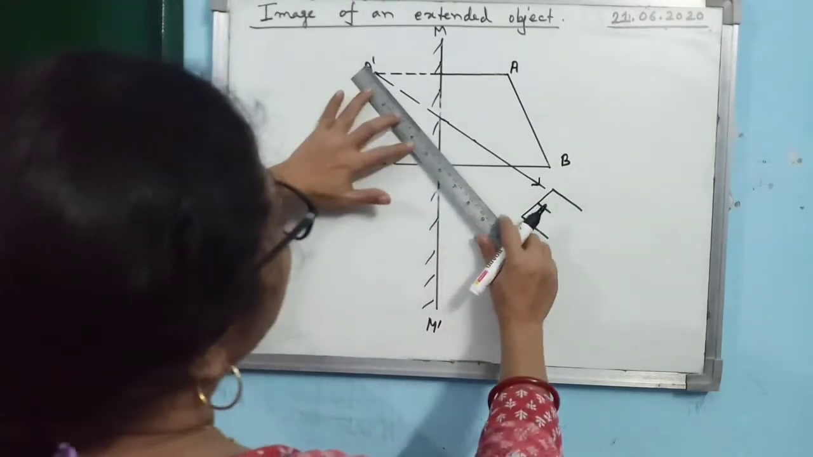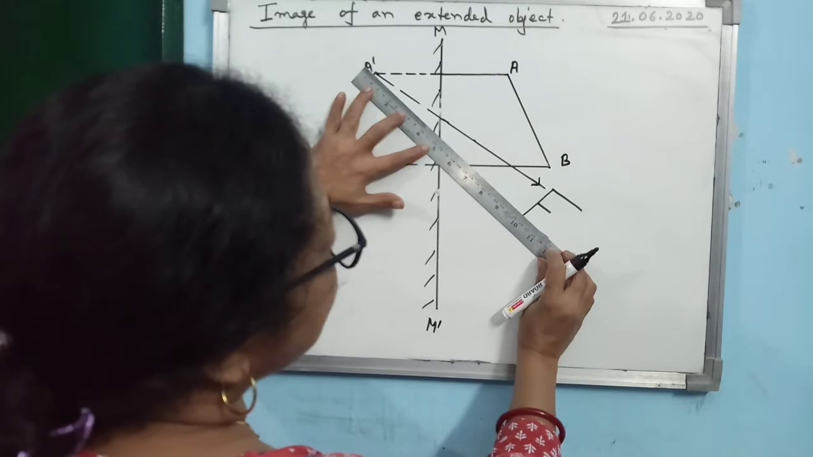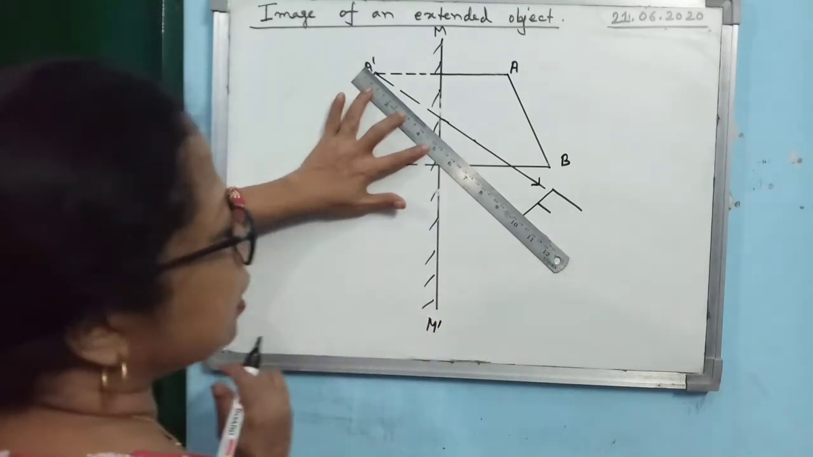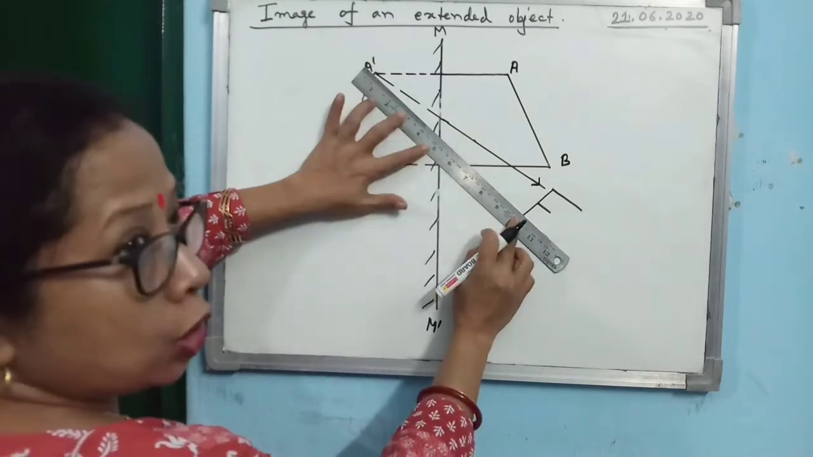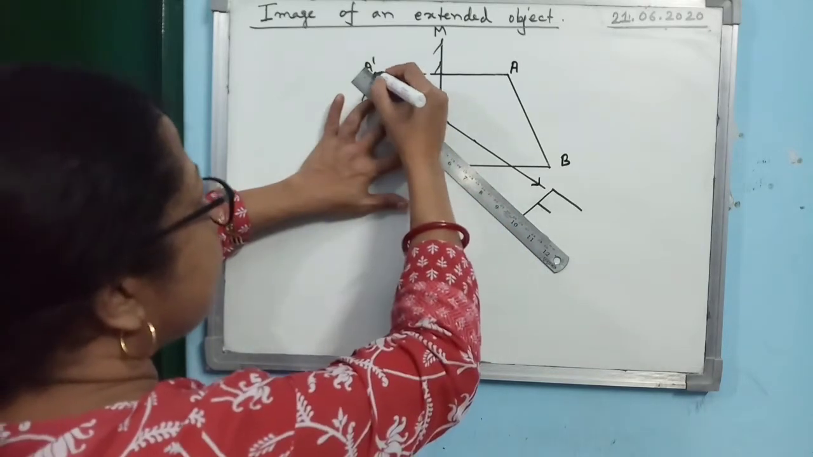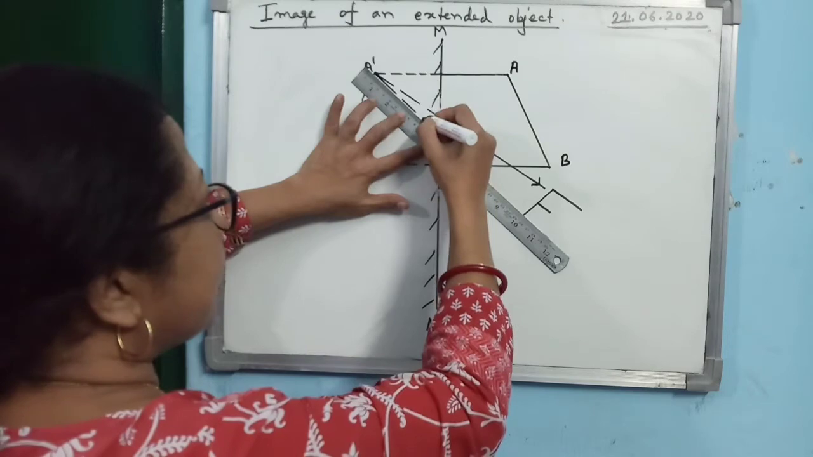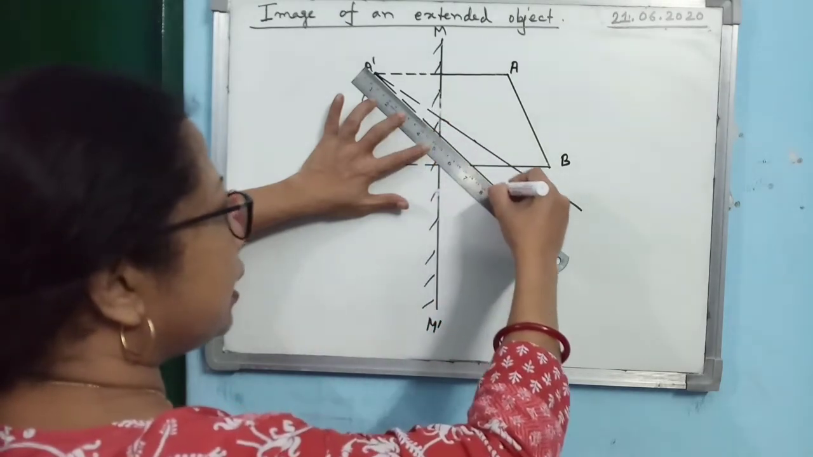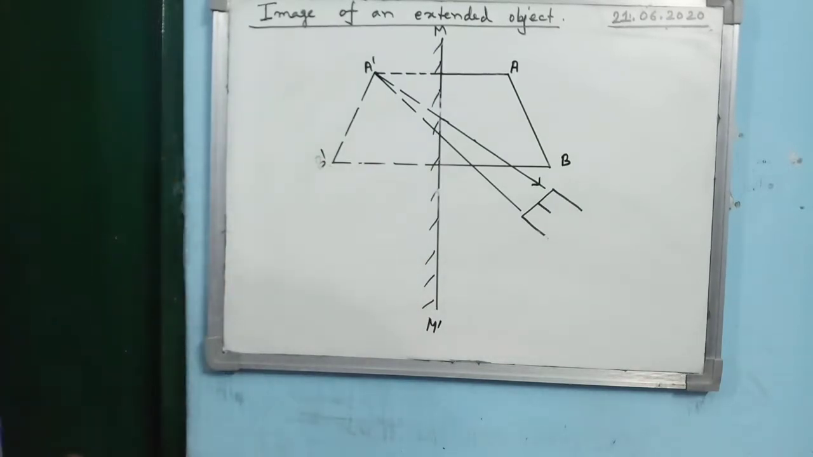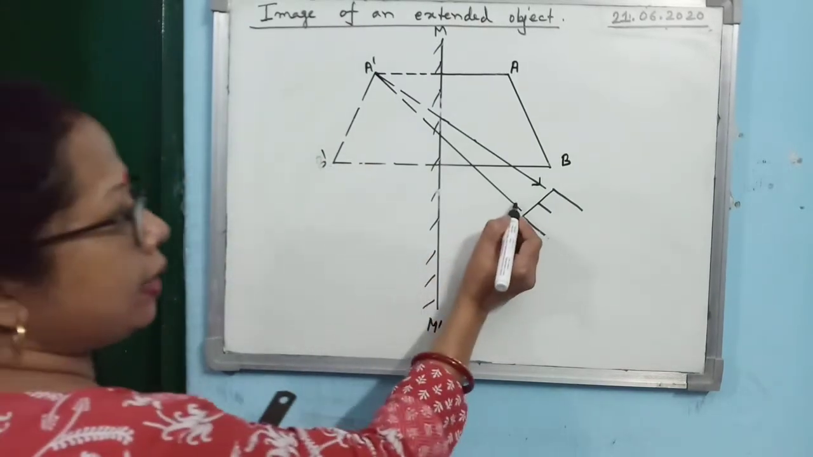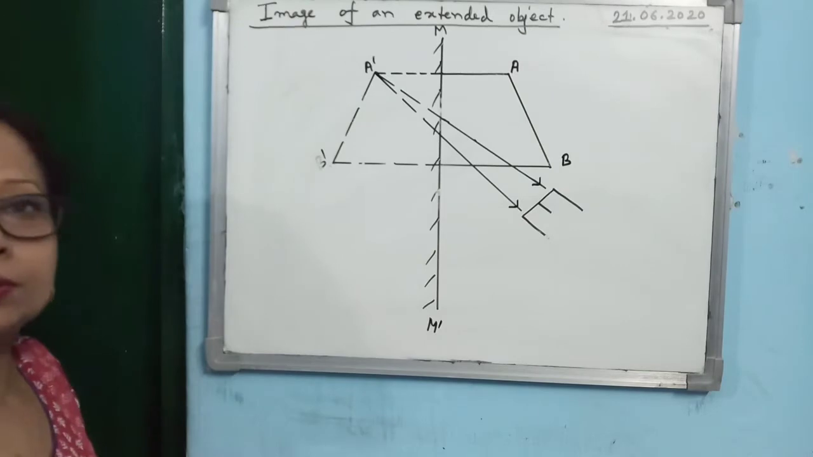Then you join the image point with the lower point of the eye. You just hold your scale like this, joining A dash with the lower point. Then again you draw the line behind the mirror. It should be dotted. In front of the mirror it will be solid. Alright, and then put the arrows.